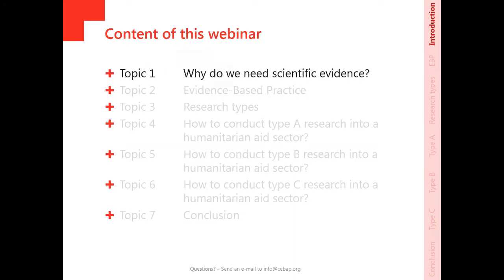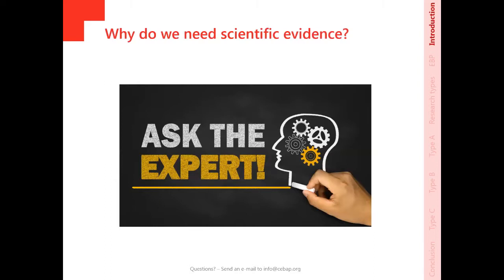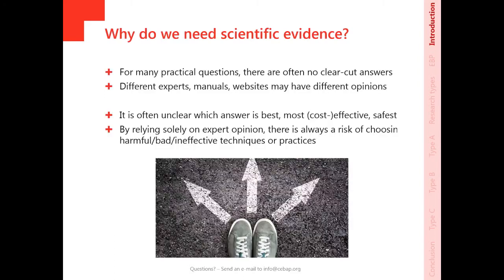To start off with, why do we need scientific evidence? Well, humanitarian aid very much depends on expert opinion. We believe that experts with sufficient expertise in the field will know what to do. But expert opinion has its limitations. First of all, for many practical questions, there are often no clear-cut answers. We all know that different experts, different manuals, and different websites may have different opinions.